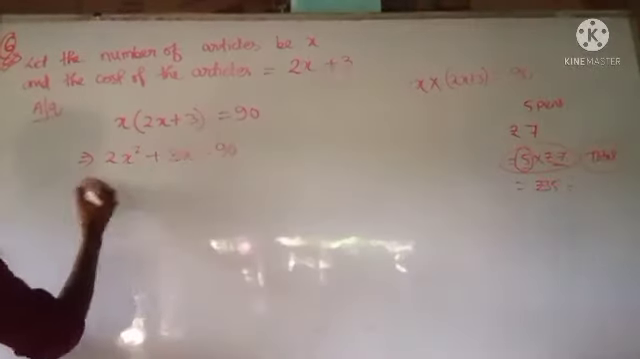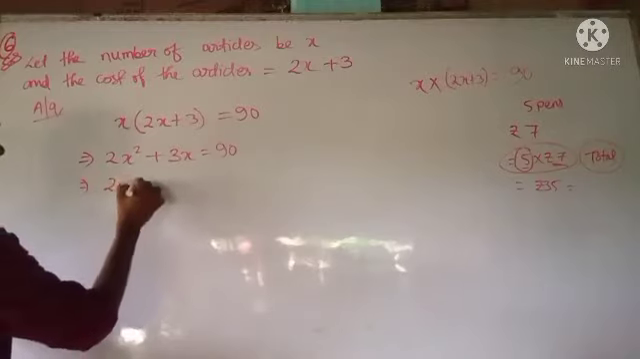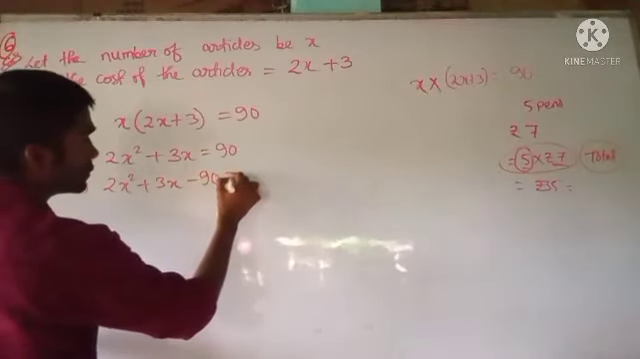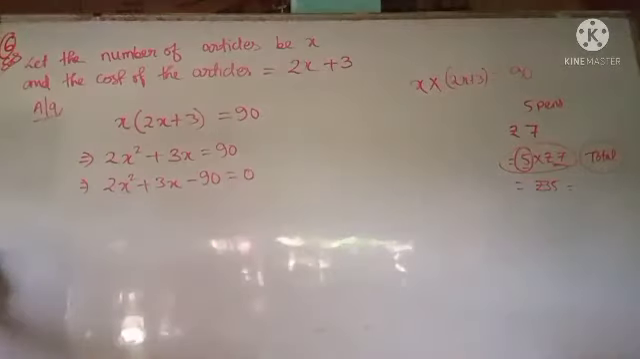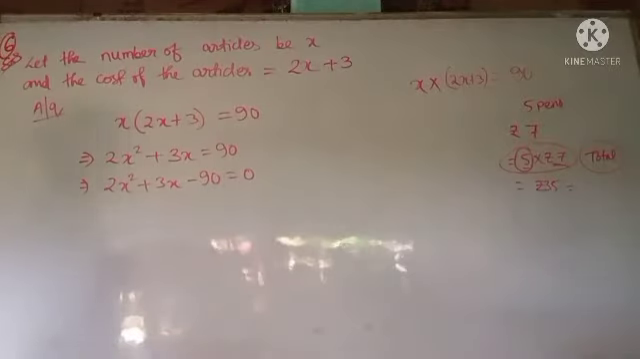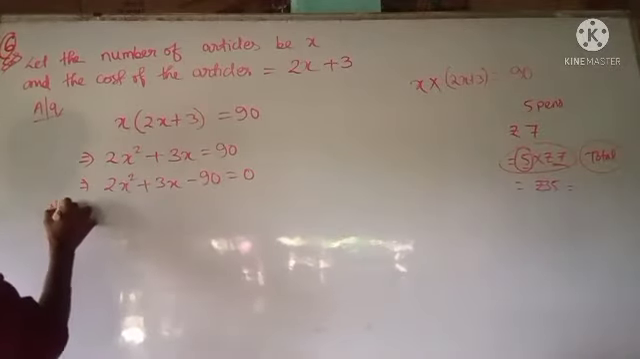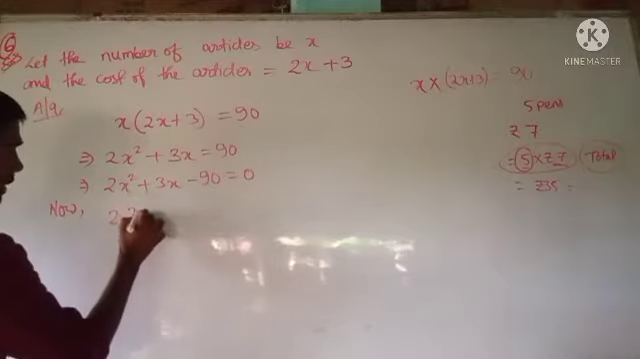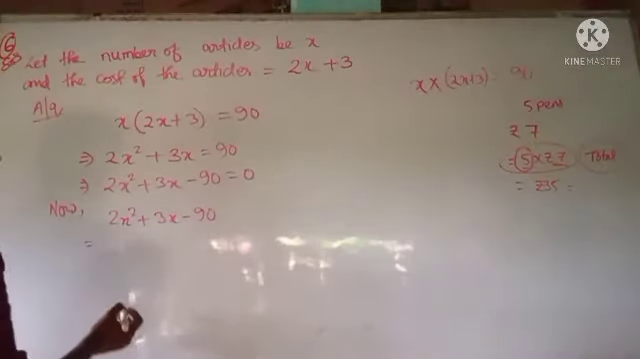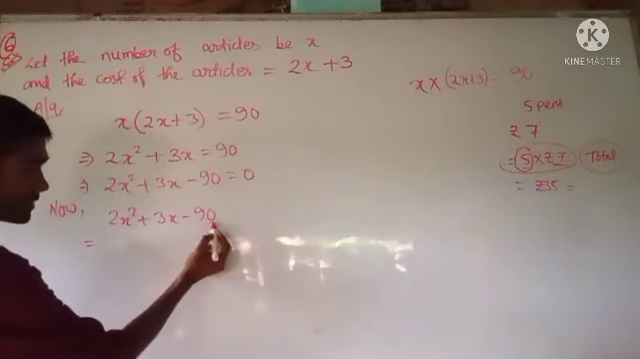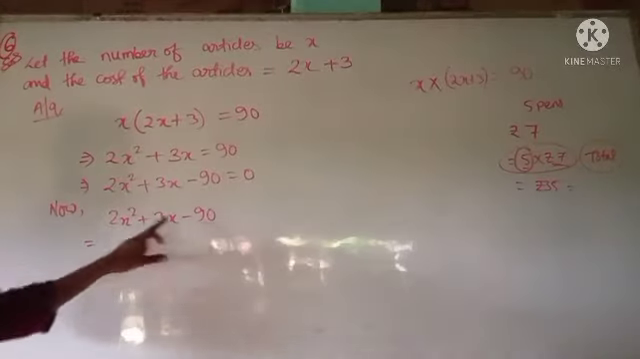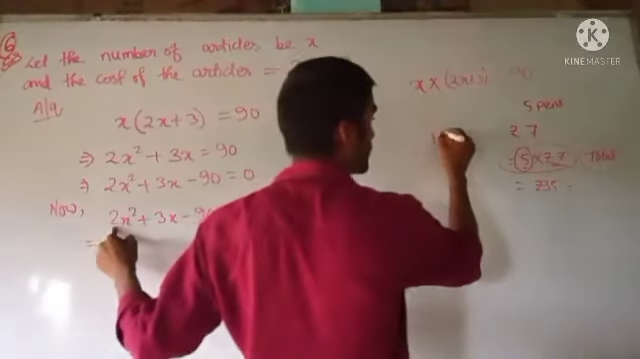Now we'll transfer 90 to the left hand side. So 2x squared plus 3x minus 90 is equal to 0. Now we will use middle term splitting in order to find the value of x. Here the constant term is 90, and the coefficient of x squared is 2. So 90 into 2 will give 180.